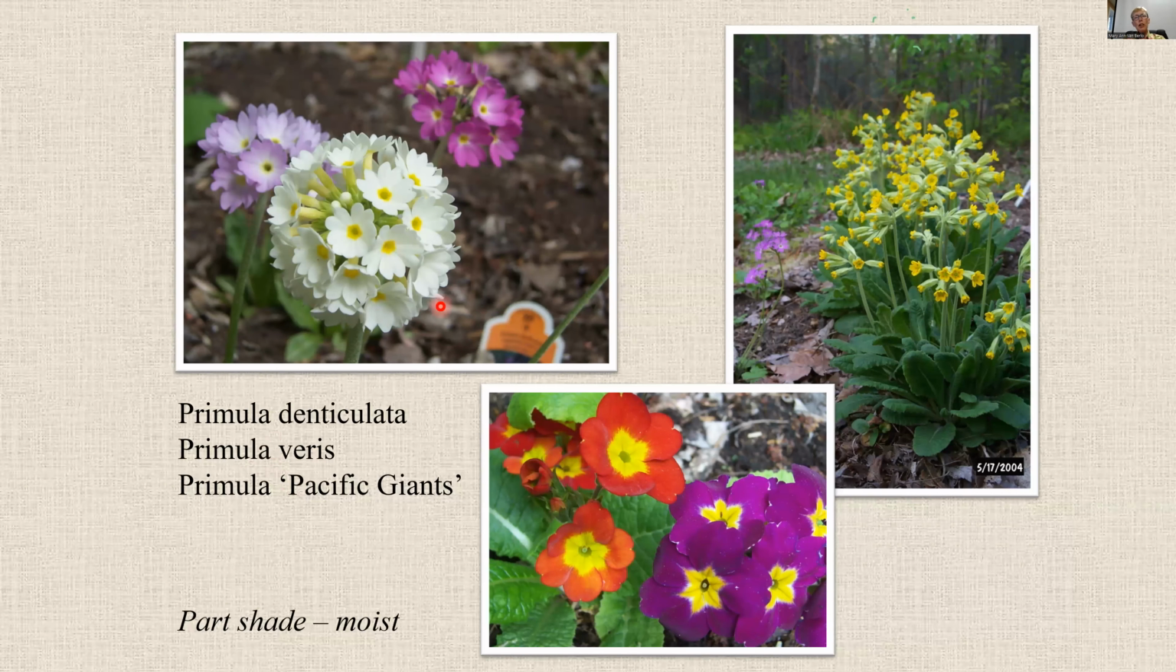So denticulata is the drumstick primula. Veris is the cowslip primula, and Pacific Giants, those are the ones you can pick up at the supermarket in March or so. And if you can get them to limp through, they don't usually like indoor conditions, but if you keep them alive, then you can put them out in your garden because they are perfectly hardy here.